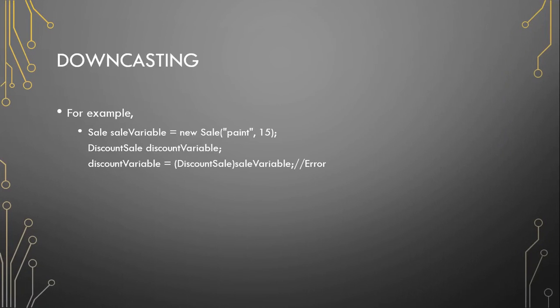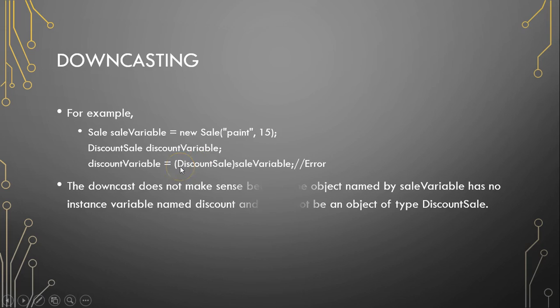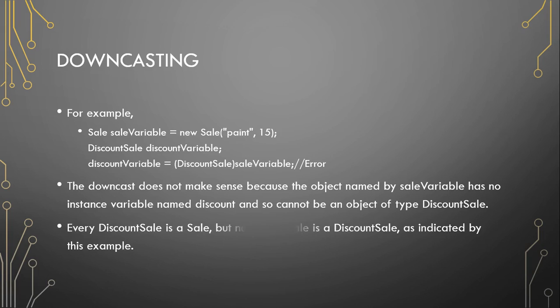So for example, let's look at this. We have saleVariable equals new Sale, paint, 15, discountVariable equals DiscountSale saleVariable. It's going to throw an error, right? Because notice there's a typecast going on right here. The downcast in this example does not make sense because the object named by saleVariable has no instance variable named discount, and so therefore cannot be an object of type DiscountSale. Because remember, DiscountSale has additional instance variables that Sale does not.